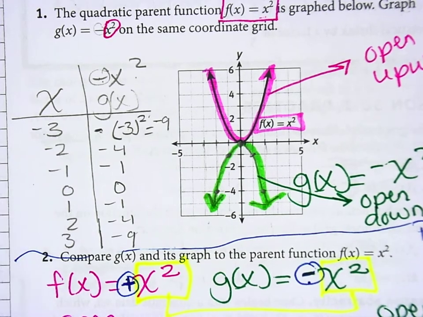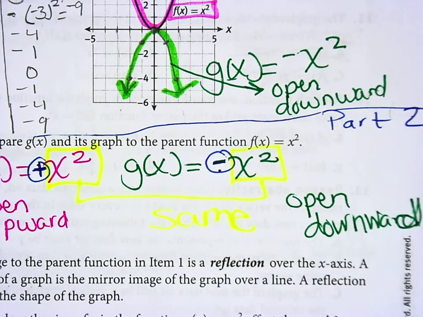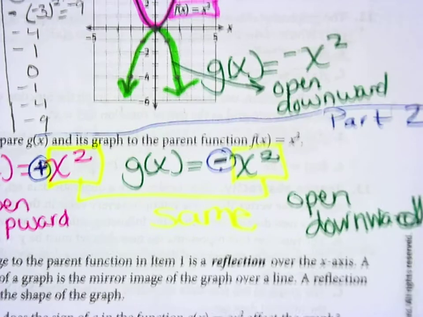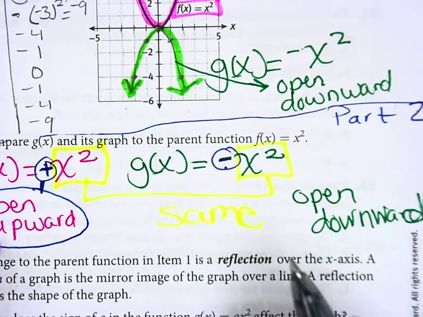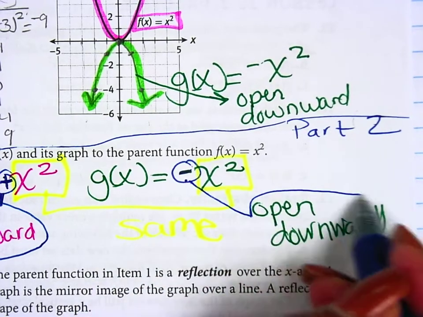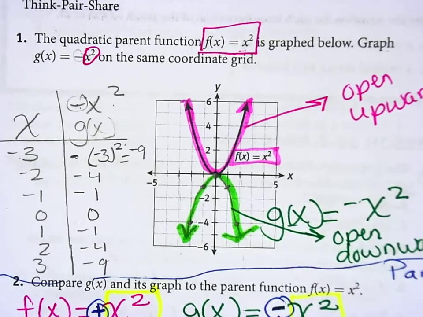And you say, what is causing it to open upward and downward? It's the sign, babies. It's right here. When it's positive, it's going to be open upward. When it's negative, it's open downward.